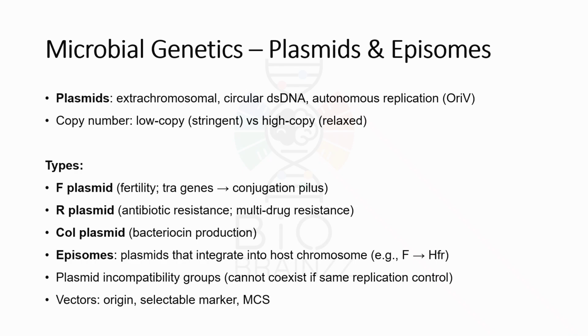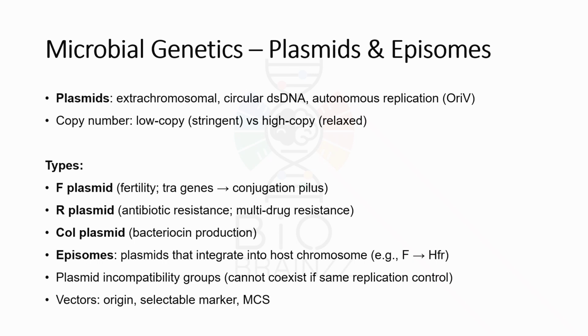Microbial genetics. Plasmids are small, circular, double-stranded DNA molecules that exist independently of the bacterial chromosome. They have their own origin of replication and can vary in copy number. Some plasmids are low copy, while others are high copy, depending on their replication control.